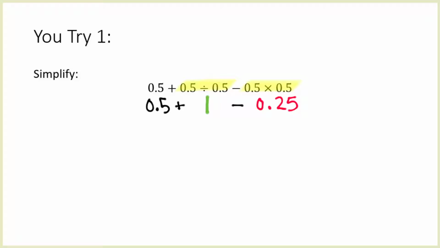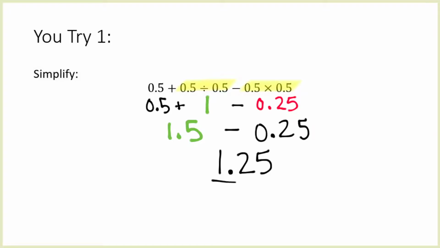Now what I want to do is do addition and subtraction from left to right. So that'll be 0.5 plus 1 is 1.5. Now I want to subtract that 0.25. 1.5 minus 0.25 is 1.25.